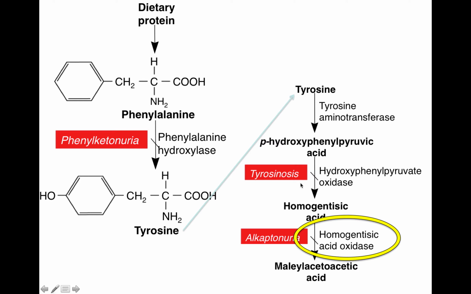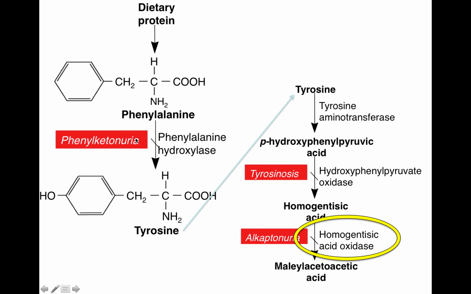There are other conditions that have been identified with mutations in other enzymes in this pathway. If you mutate this enzyme, you'll end up with tyrosinosis, too much tyrosine. And if you mutate this enzyme, phenylalanine hydroxylase, you end up with a very serious condition called phenylketonuria.